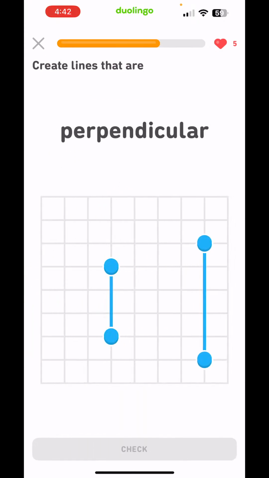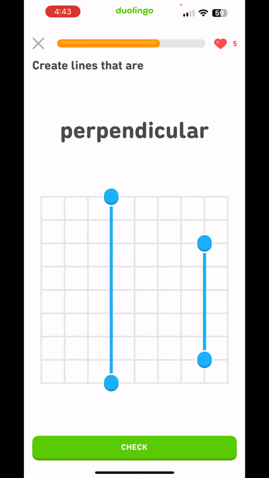10 in a row. Okay, create lines that are perpendicular. Perpendicular lines have a 90-degree angle in the middle. So I believe if I stretch this out a little bit and then move this over here, can this go up? Okay, so that should be a perpendicular line.